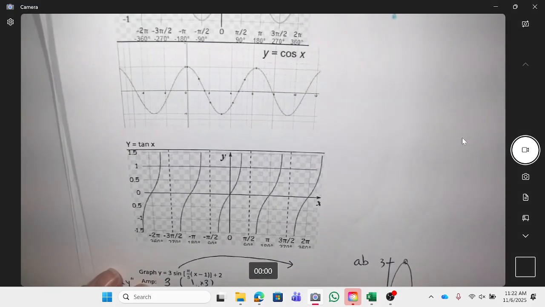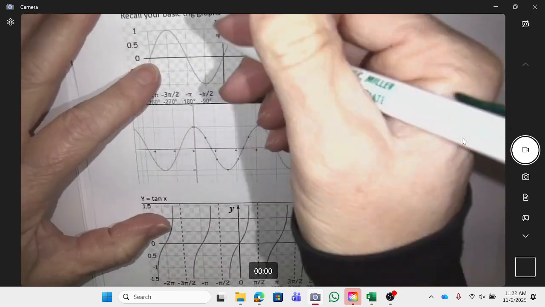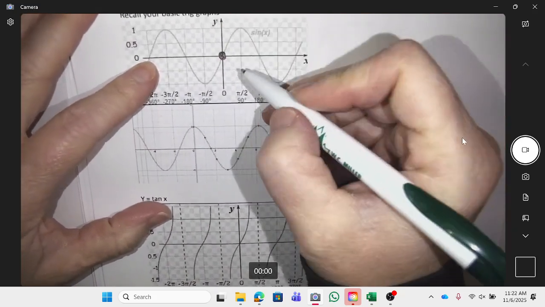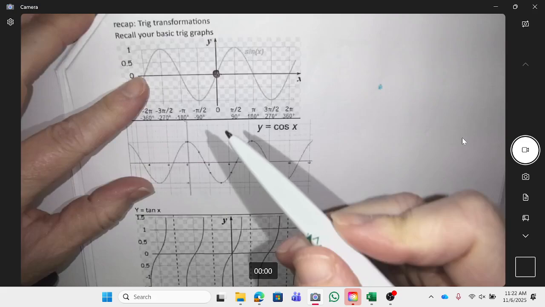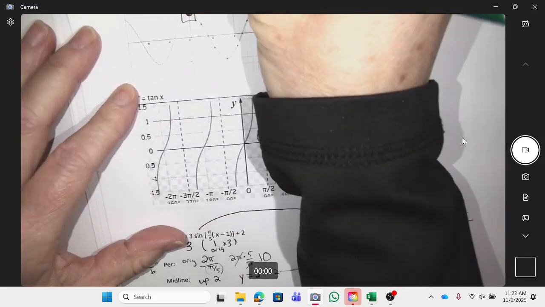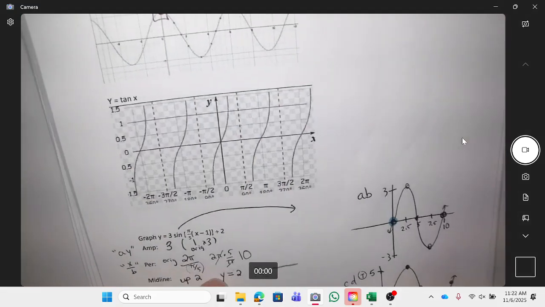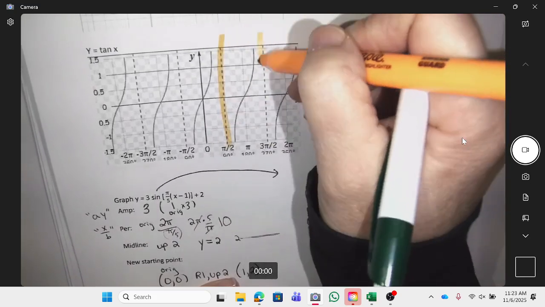Okay, just flipping through, what do we have left? Well, this is just me showing you the normal. So remembering, sine, how does it start? Middle, upward. Cos, how does it start? On a top. What's up with tan? Tan has a bunch of asymptotes.